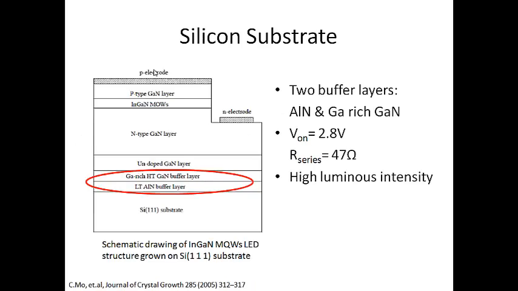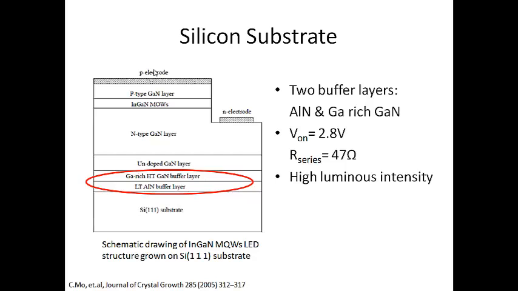Another approach using a silicon substrate is to use two different buffer layers, aluminum nitride and gallium-rich gallium nitride. In this way, a high luminous intensity was observed with a low onset voltage and a low series resistance. This makes the silicon substrate a possible candidate for mass production.